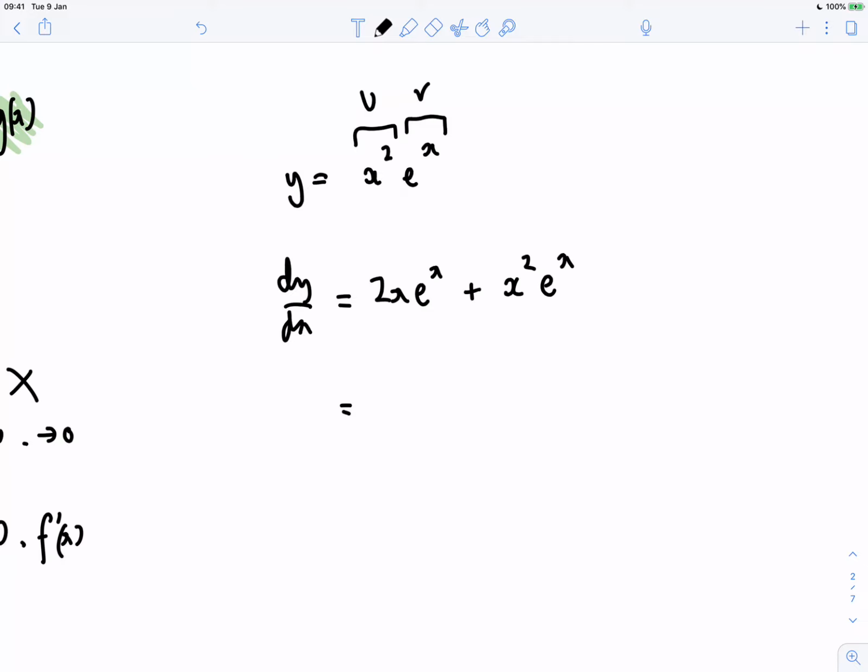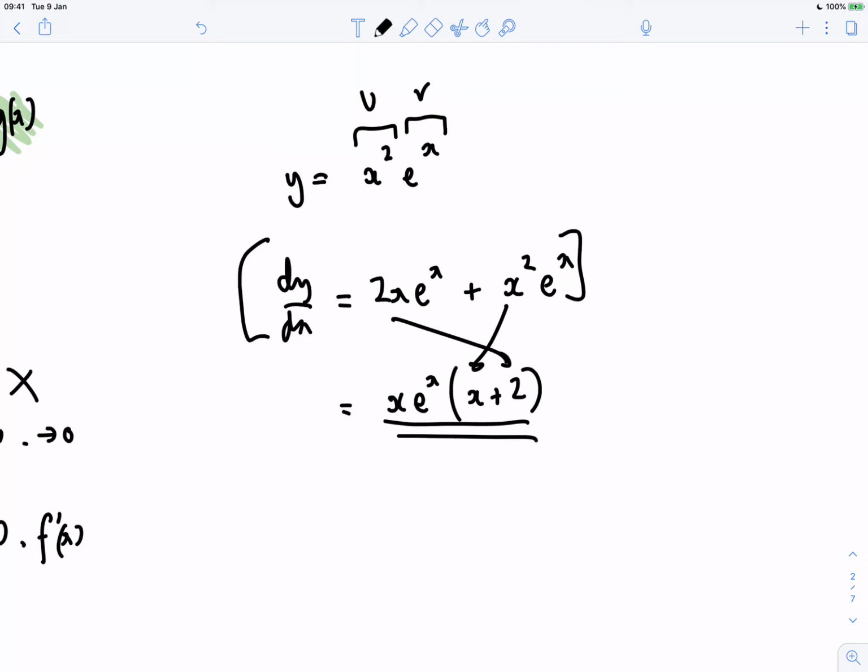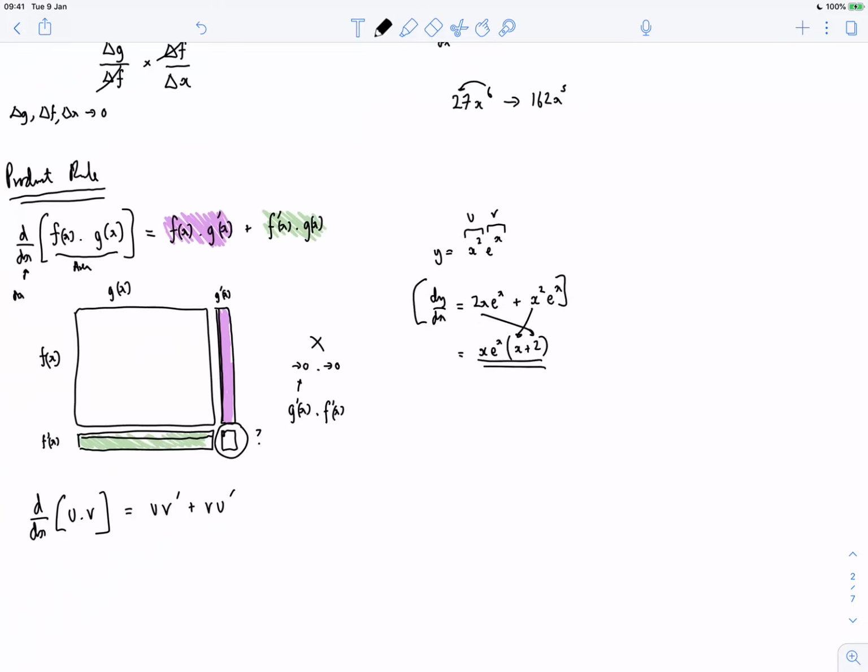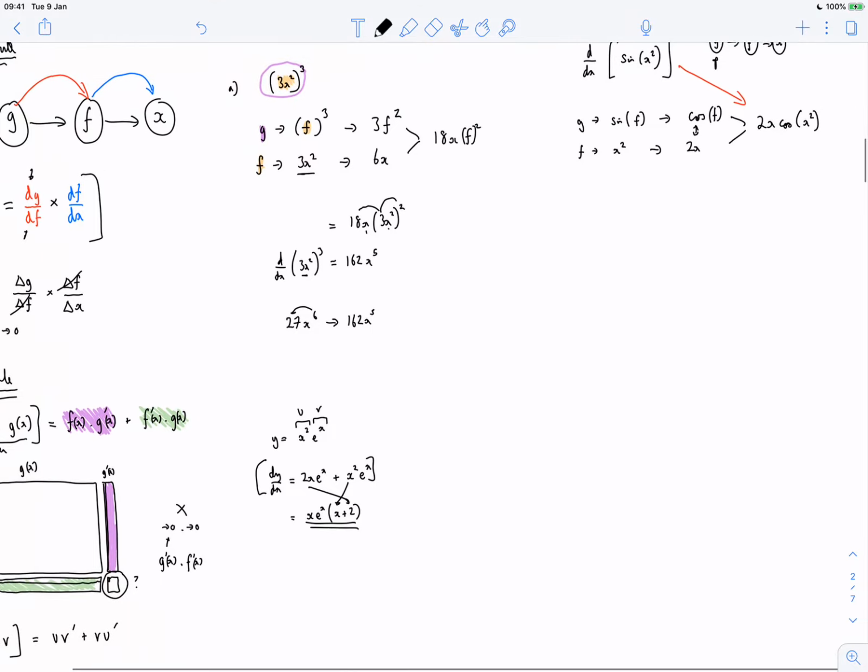And if you want to be fancy, you can take x e to the x out as a factor, and this will become x plus 2. As you can see, the x is there and the 2 pops out there. And this is totally fine and acceptable. To be fair, this answer was also fine and acceptable, but if you want to factorize it, that often helps. Okay, what else? The quotient rule.